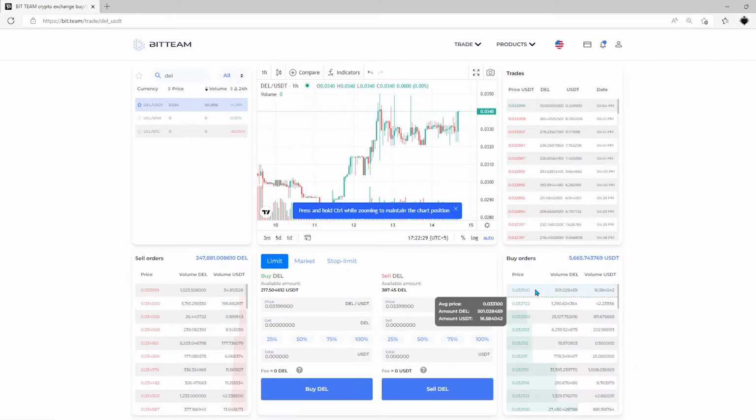If you are satisfied with the price and volume of purchase orders, then select the desired volume, click, and the price will be inserted in the appropriate field in the Sell section. If necessary, adjust the amount of coins, check the fees, and click Sell.